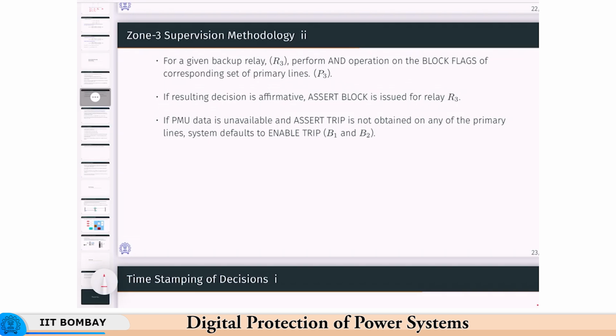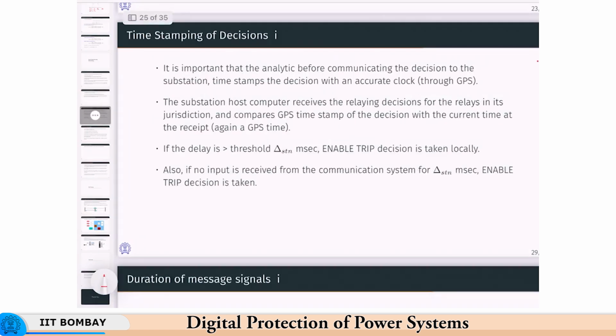If the resulting decision is affirmative, assert block is issued. If the PMU data is unavailable, communication fails, PMU data does not come through, and the assert trip is not available, then go to the default setting, which is enable trip. Then there is no supervision; whatever is the decision of those backup relays in the sets B1 and B2, it will go through with that decision.